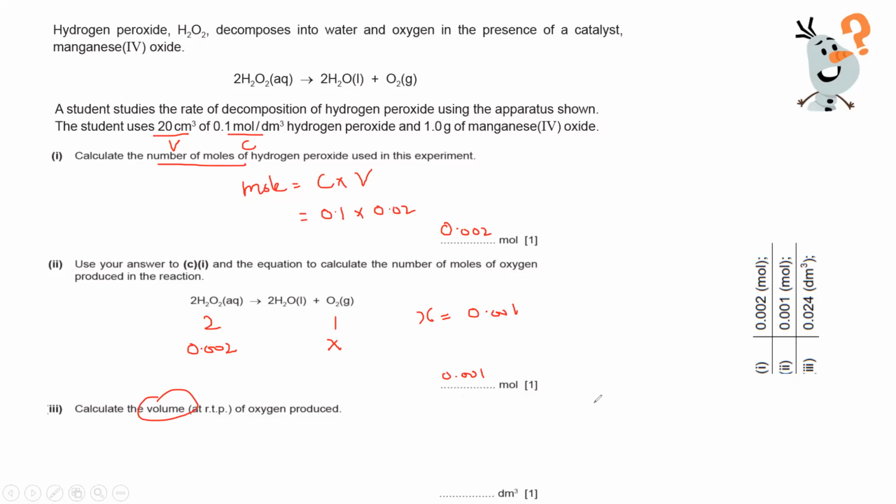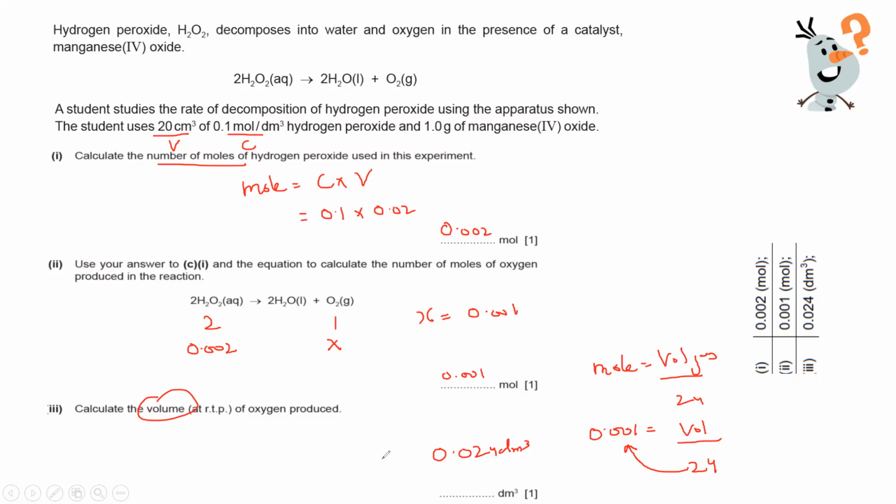The third part, we need the volume of the gas. How to get the volume of the gas? There's a formula that moles equal volume of the gas divided by 24. We have the moles of oxygen from the second part, 0.001 moles. We need the volume of the gas, which is divided by 24, so the other side it will be multiplied. So 0.001 multiplied by 24 gives us 0.024 decimeter cube. This formula is valid to relate the volume of the gas with moles.